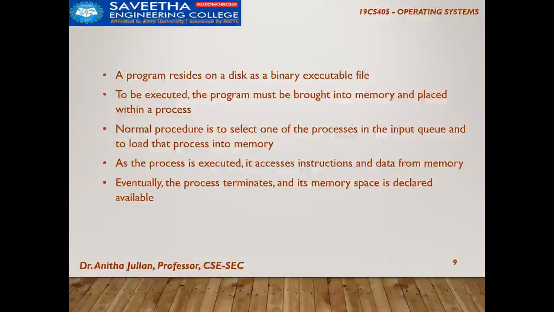So now every program will be in the disk. And when you are executing, it is brought to the main memory. That is the understanding. So the normal procedure is to select one of the processes in the input queue and load it into the main memory. So as the process is executed, it will access the instructions and data from memory, and when it terminates, the memory space is declared available. So that is our entire role of memory management.